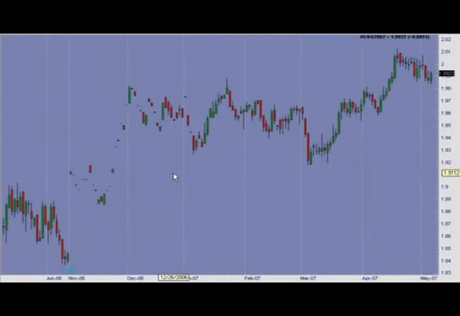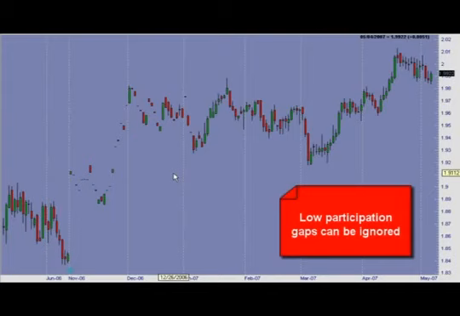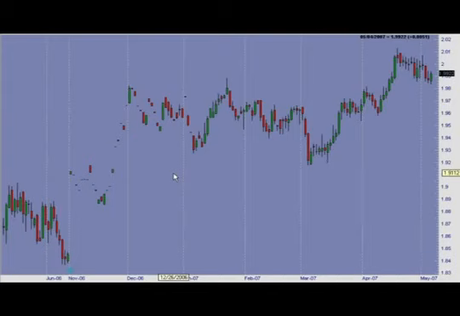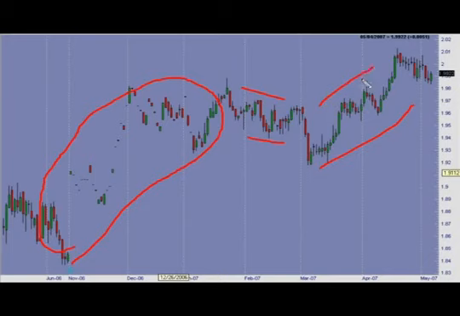One other issue we want to deal with in regard to gaps and adjusting for timing is the issue of gaps that are produced by nothing more than low participation. Such gaps can be ignored. An example can be seen in this contract, which is the British pound. You'll note that during this period of time there are a lot of gaps that do occur, yet later on the market fills out nicely and has little or no gaps occurring.